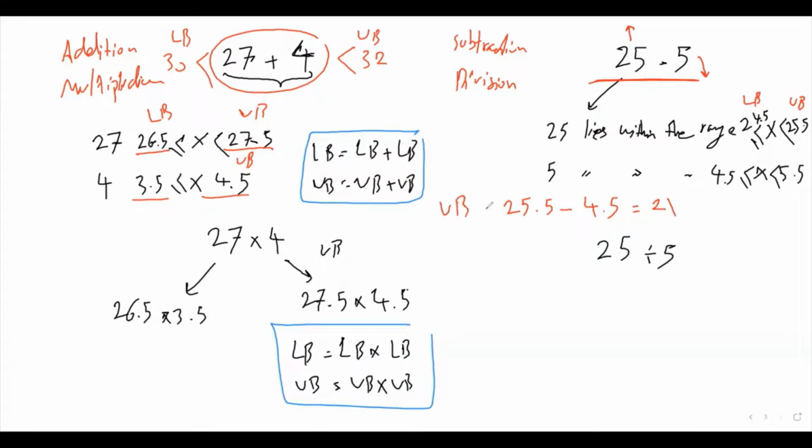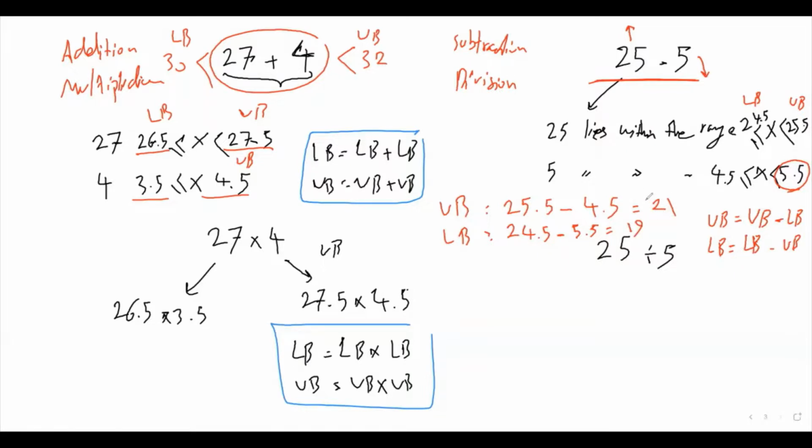So the upper bound can be calculated by taking the upper bound of the first number and then subtracting the lower bound of the second number from it. And same thing for the lower bound, you take the lower bound and minus the upper bound. So if I want to find the lower bound, I would say 24.5 minus the upper limit of 5, which is 5.5, and that gives me the lower bound, which in this case would be 19, right?